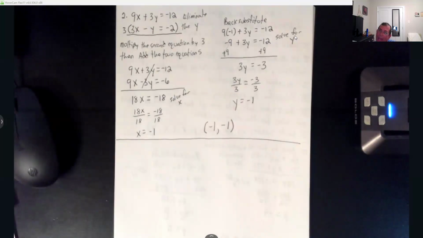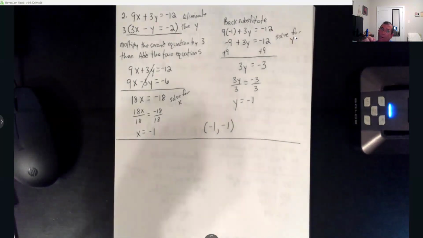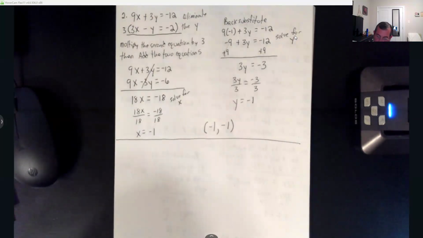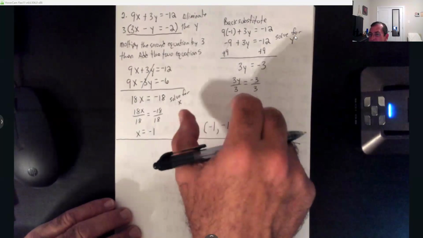Y'all, they're not too bad. You just got to keep up with these signs and then try to find a variable that you can eliminate on those, okay? But no matter which variable you eliminate, you will get the same answers on these, okay?